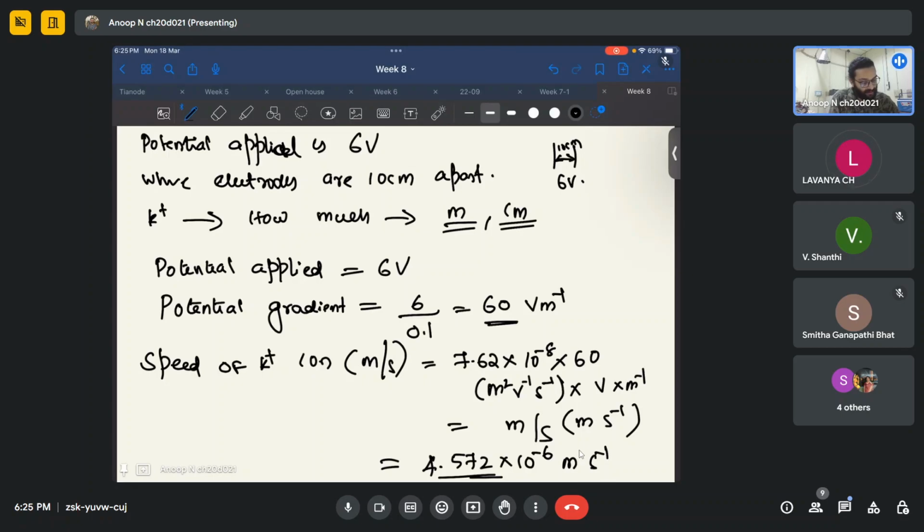If you multiply the ionic mobility by the potential gradient, you will get the speed. Speed is nothing but something like velocity: how many meters it is traveling per second. So in a second, this K plus ion can move 4.572 into 10 raised to minus 6 meters each second. But the problem is not done yet.